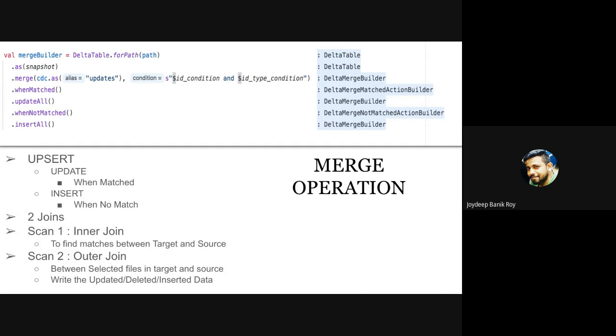Okay, because that's how it should be, right? When there is no match, you insert those records. When there is a match, you update those records. Okay, and then here I have given update all. You can update specific columns also. You can leave out certain columns and update specific columns.